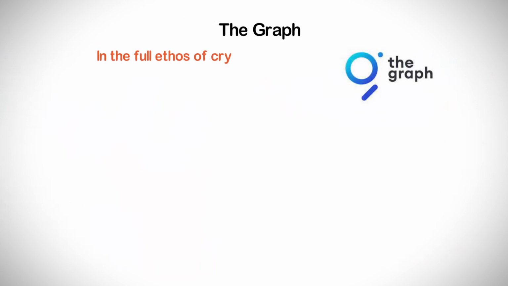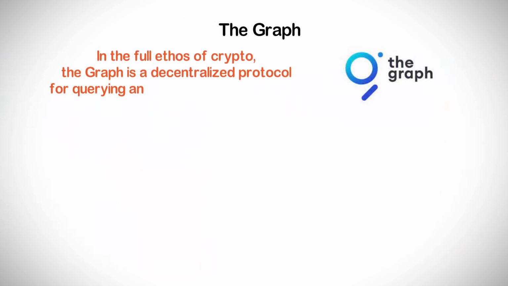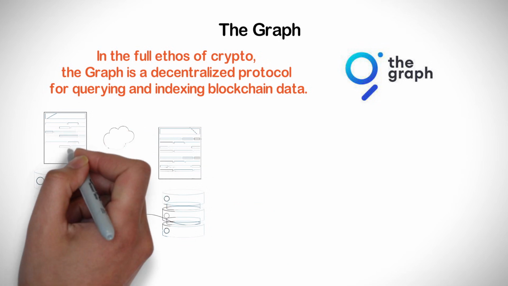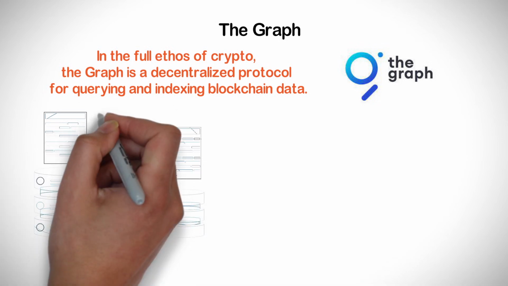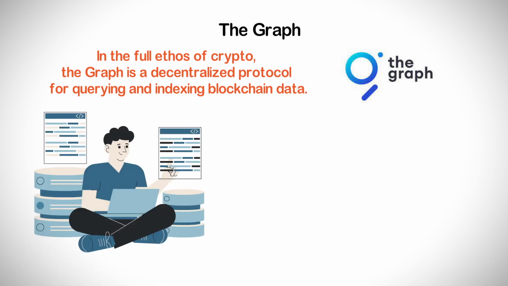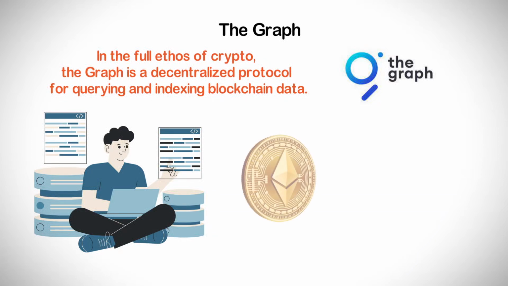TheGraph. In the full ethos of crypto, TheGraph is a decentralized protocol for querying and indexing blockchain data. It allows developers and apps to query blockchain data using GraphQL in a more decentralized fashion without relying on a single company or entity. However, queries are paid for in GRT, the Graph's native token, which can be volatile, and the fully decentralized version currently only supports Ethereum.